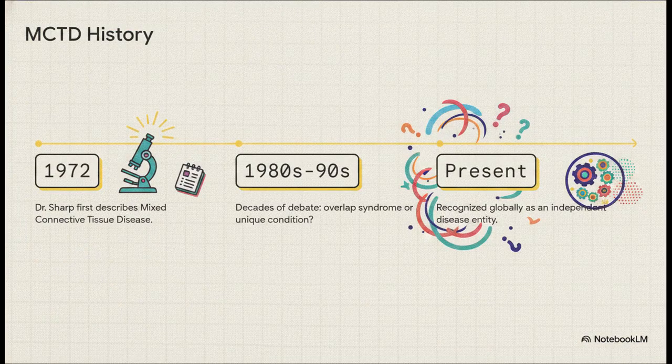Let's trace the history of this whole medical mystery. Back in 1972, a physician named Dr. Gordon Sharp first described MCTD. But actually, instead of settling the matter, his discovery sparked a massive, decades-long debate. Throughout the 80s and 90s, doctors fiercely argued over whether MCTD was just a transitional phase, kind of like a waiting room before a patient fully developed lupus or scleroderma, or if it was its own unique thing. Well, today, that 50-year struggle for recognition is pretty much settled. It is recognized globally as an independent, distinct disease entity.